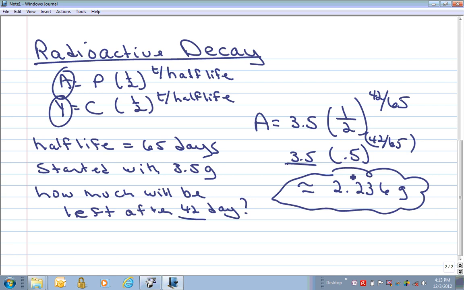So in other words, if it were 120 days, there'd be more than or less than half left of your substance. So just make sure that you're thinking through the problem. All right, let's take a look at a couple of finance problems next.